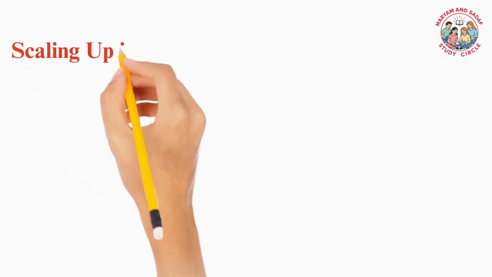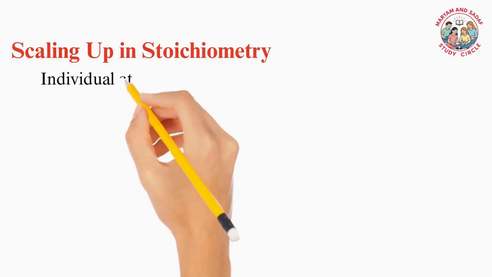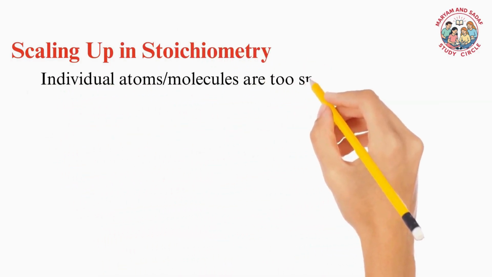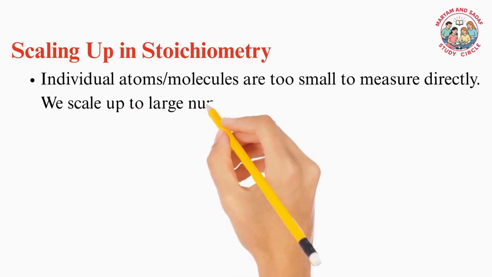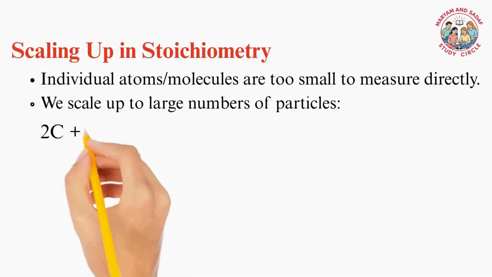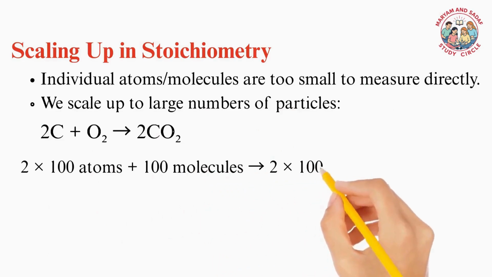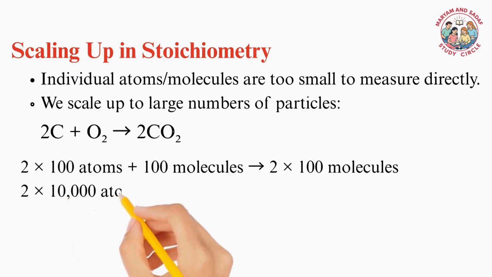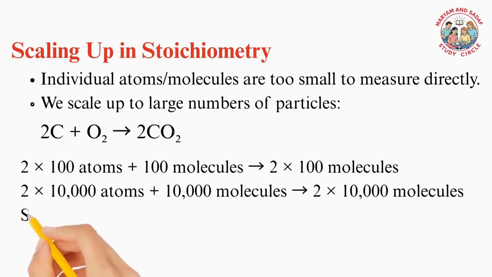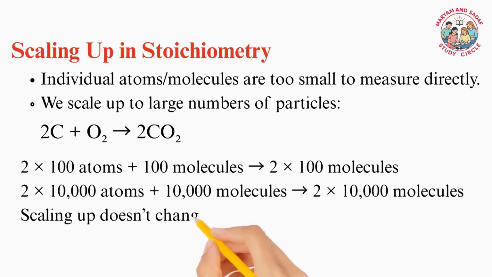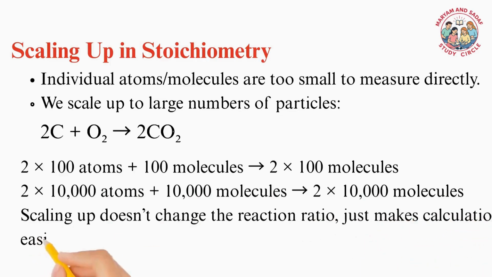Scaling up in stoichiometry. Individual atoms and molecules are too small to measure directly. We scale up to large numbers of particles. In this reaction, 2 times 100 atoms plus 100 molecules gives 2 times 100 molecules. 2 times 10,000 atoms plus 10,000 molecules gives 2 times 10,000 molecules. Scaling up doesn't change the reaction ratio, it just makes calculation easier.